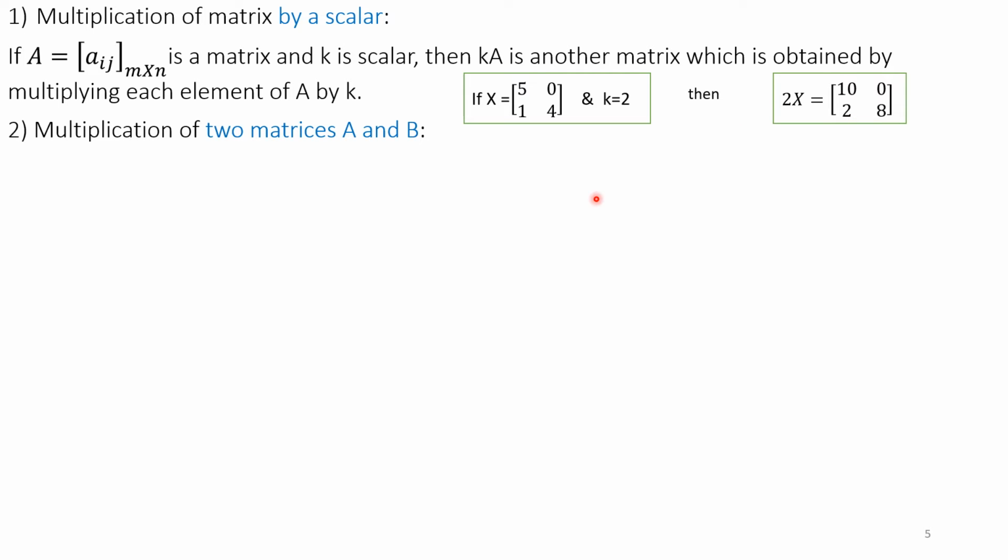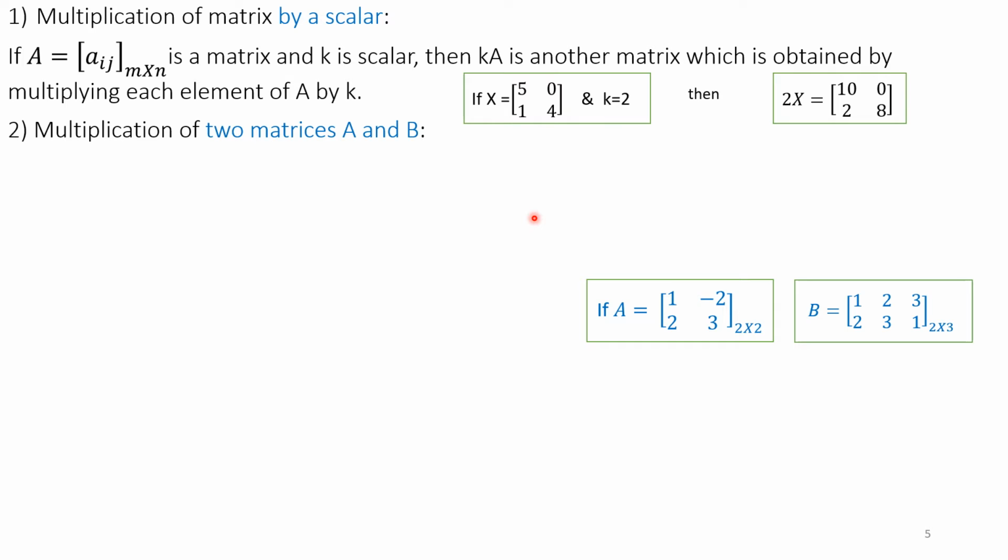Multiplication of two matrices. Let us take two matrices. For example, A is equal to [1, -2; 2, 3], within square brackets. It is a 2 by 2 matrix. And also another matrix is given, for example, B is equal to [1, 2, 3; 2, 3, 1], first row 1, 2, 3 and second row 2, 3, 1. This is a matrix of 2 by 3.